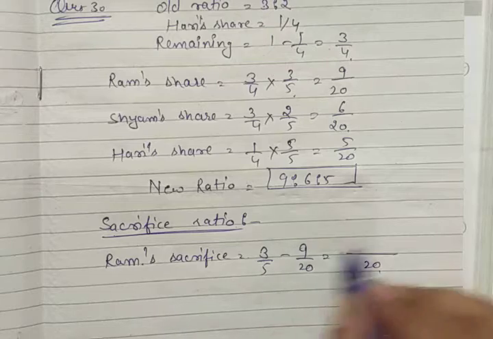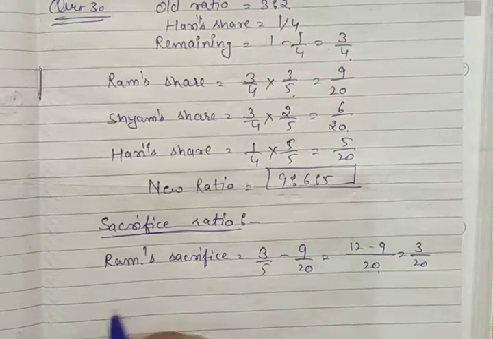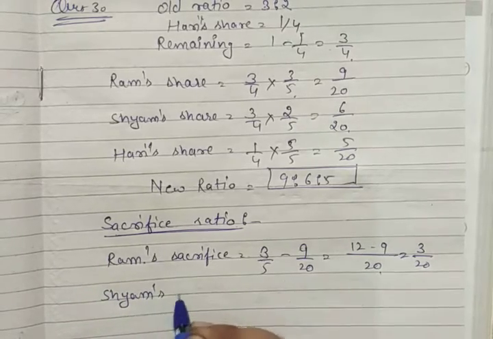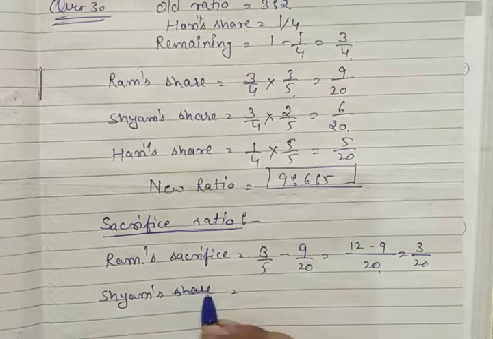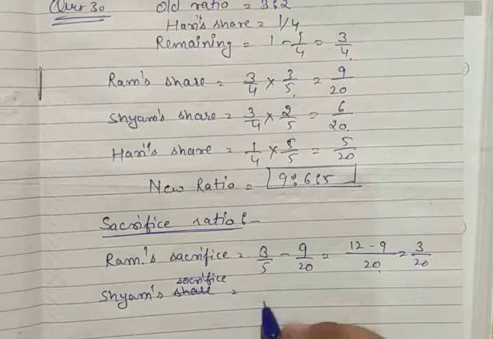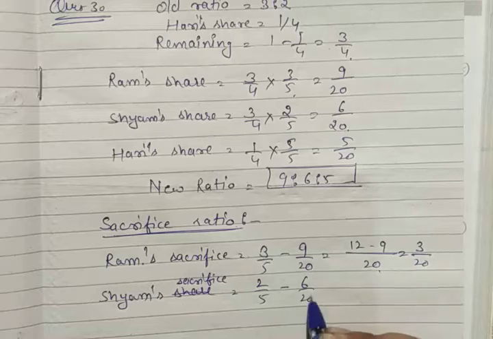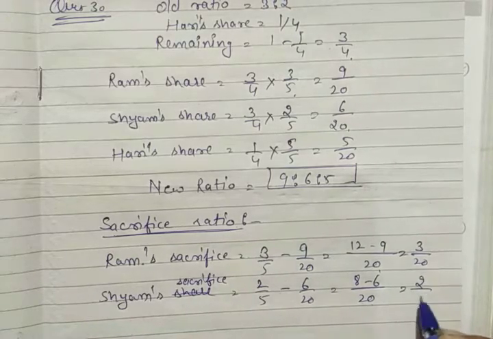And we will get 3 by 20. And for Shyam, Shyam's share will be sacrifice. Sorry, here I have to write the sacrifice. Shyam's sacrifice will be old, that is 2 by 5, minus new, that is 6 by 20, and the answer will be 8 minus 6, that is 2 by 20.